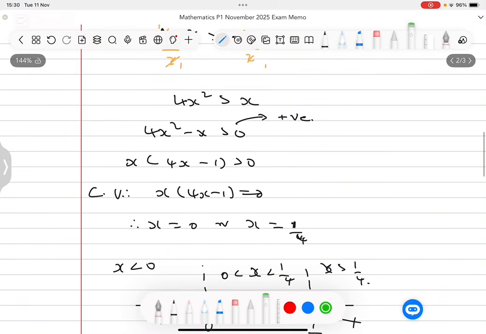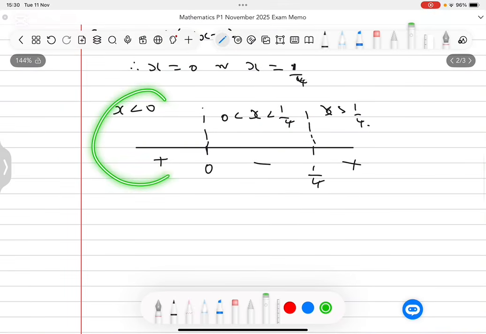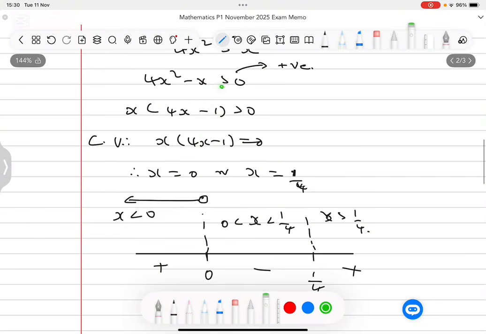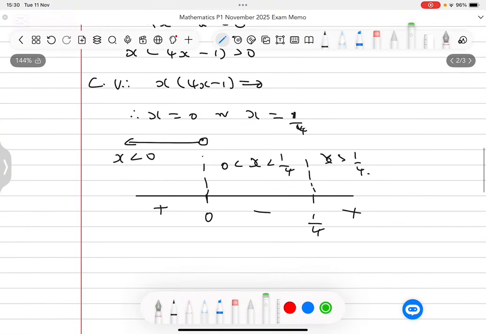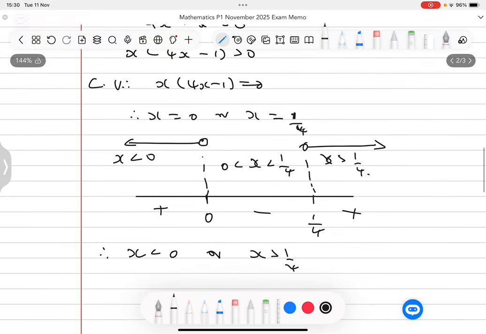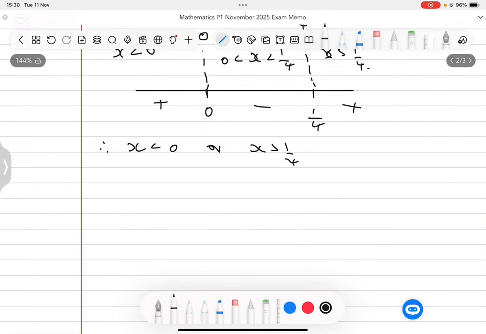remember, our inequality, we are looking at it where it is positive. So the inequality is positive in this interval and that interval. That means my solutions range from 0 going to negative infinity, and the 0 is not included. 0 should not be part of the inequality because we are not saying greater or equal to. And also this side here, we are also not including the 1 over 4 and we're going to positive infinity. So that means my values of x should be x is less than 0 or x is greater than 1 over 4.